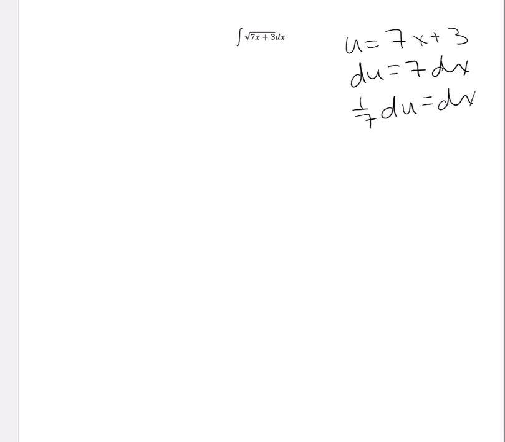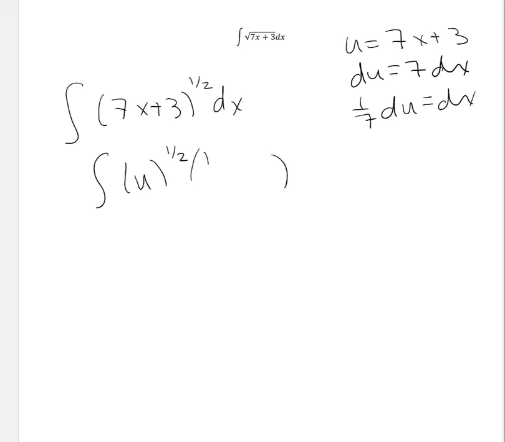And we're going to rewrite the original. So before I put in the u's, I'm going to say this was 7x plus 3 to the 1/2 power. Then the 7x plus 3 becomes u. It's to the 1/2 power. dx is equal to 1/7 of du. I integrate, so I'm adding 1. When I add 1 to a half, I get 3/2. I divide by 3/2. I keep the 1/7, and then I say plus c.